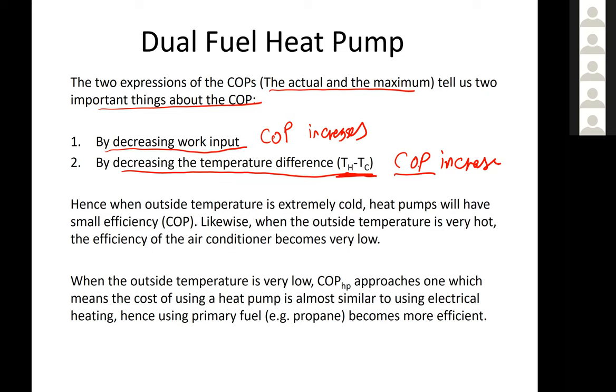So from here, hence, when the outside temperature, for the sake of the heat pump, is extremely cold, heat pumps will have small efficiency, COP. Likewise, when the outside temperature is very hot, the efficiency of the air conditioner becomes very low. When the outside temperature is very cold, let's say it is minus 20 degrees C or minus 10 degrees C, COP for the heat pump approaches one. It goes to one.